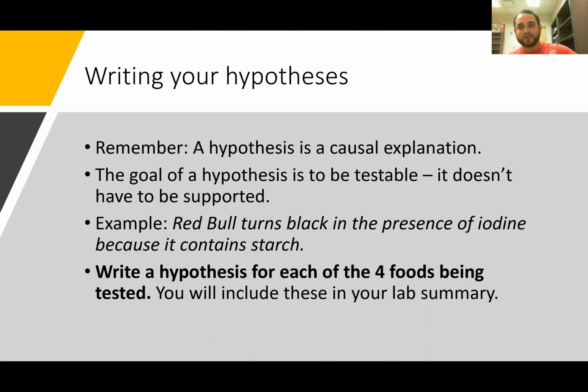For example here, the Red Bull turns black in the presence of iodine because it contains starch. That could be true, but it could also be wrong. That's okay. For this lab, you're gonna write a hypothesis for each of the 4 foods being tested. So you will say milk has sugars in it and will turn red, or milk has proteins and it'll turn purple when I put the test in it.